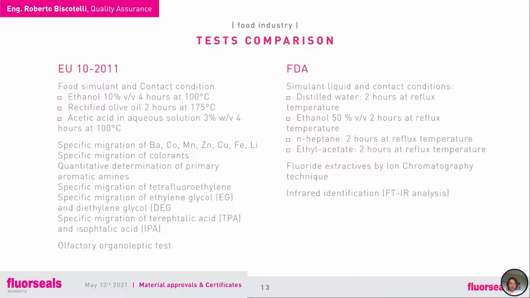They both share food simulant testing, so migration tests done with different substances at different temperatures for different times. But then the EU 10/2011 requires multiple tests, so specific migration, for example, of ions like barium, cobalt, up to an olfactory test. While the FDA simply requires you to do your migration test, fluoride extractives, and an IR. The infrared is there to assess your material because the infrared gives you a unique fingerprint for each material. So the spectra is unique for every material. And obviously, I'm talking about PTFE.